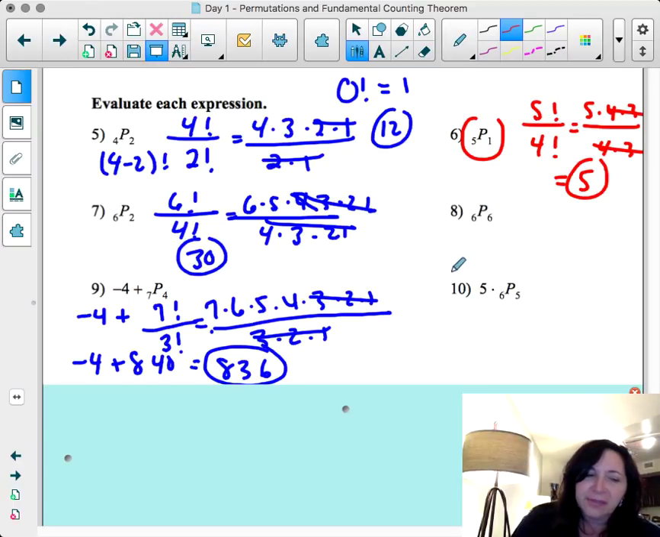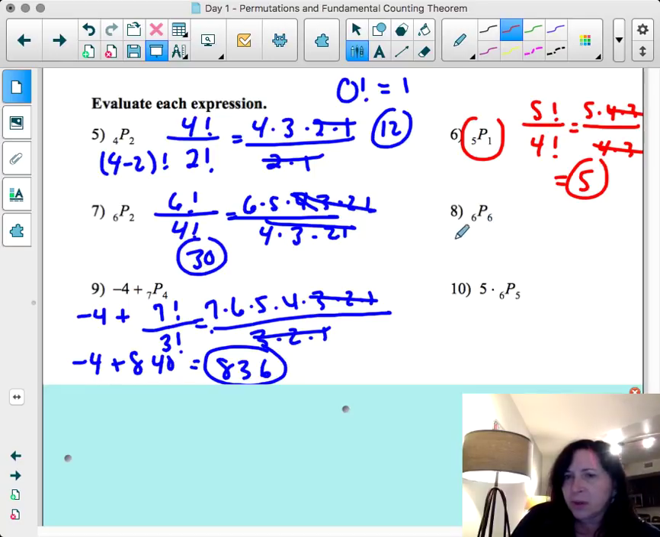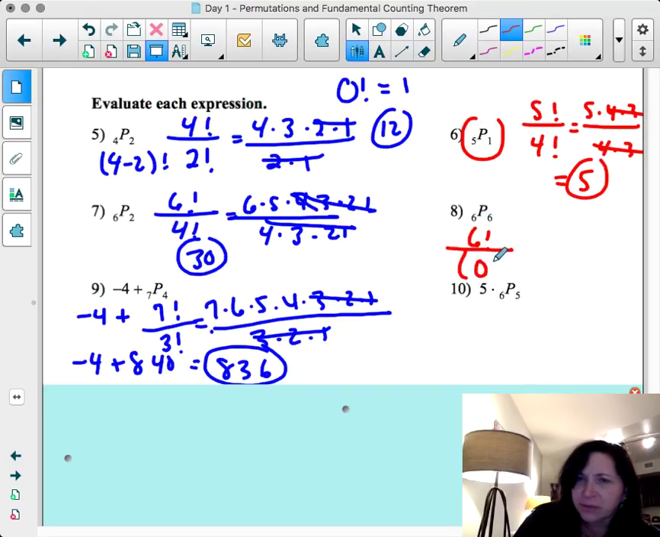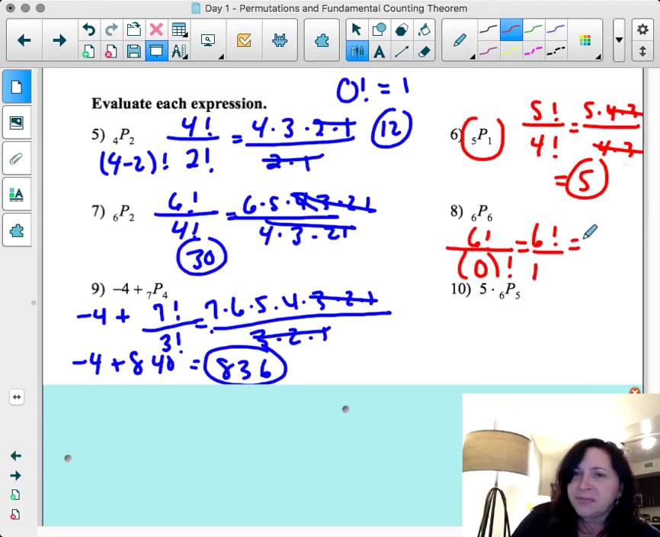In this case, this just becomes 6 factorial, because what you have is 6 factorial over 6 minus 6. So 6 minus 6 is 0 factorial. Well, 0 factorial is 1. So you're left with whatever 6 factorial is over 1, and 6 factorial is 720.